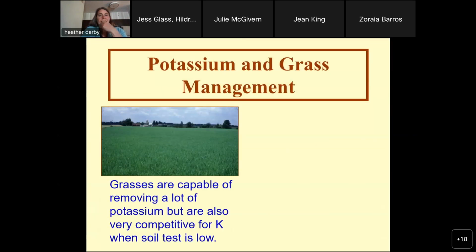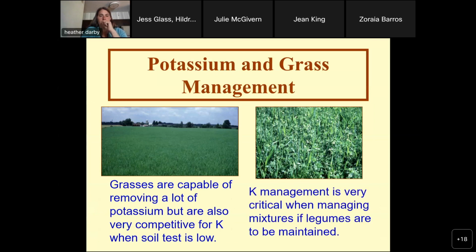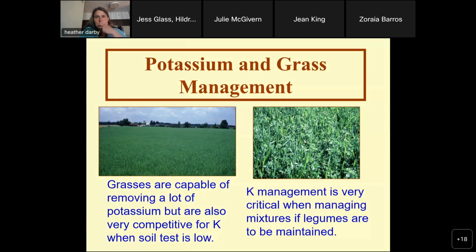All right. So potassium and grass management. Grasses and legumes use a lot of potassium, and many of our soils in the Northeast are potassium deficient. Potassium does leach pretty easily. And so it's really important to manage and make sure that you have optimum potassium levels.